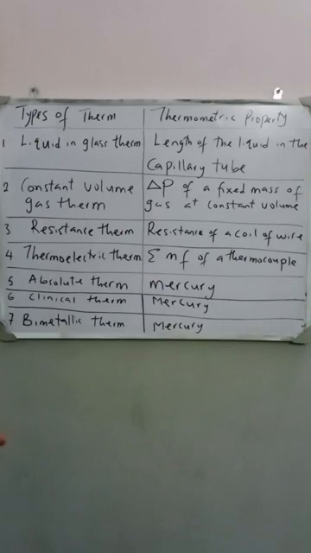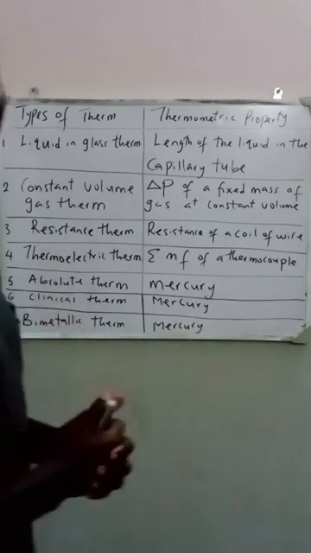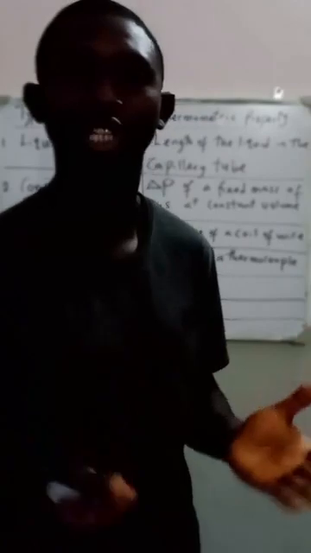The next type of thermometer that we also look at is the absolute thermometer, and its thermometric property is mercury. We also have the clinical thermometer, and its thermometric property is also mercury, as well as the bimetallic thermometer, whose thermometric property is also mercury. These are the different types of thermometer with their corresponding thermometric properties.